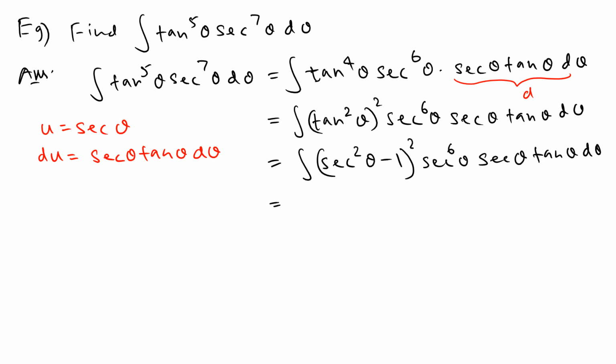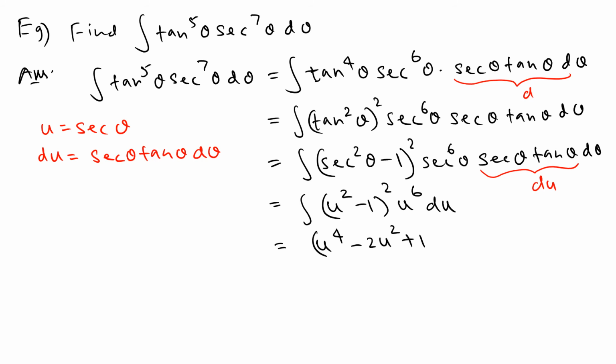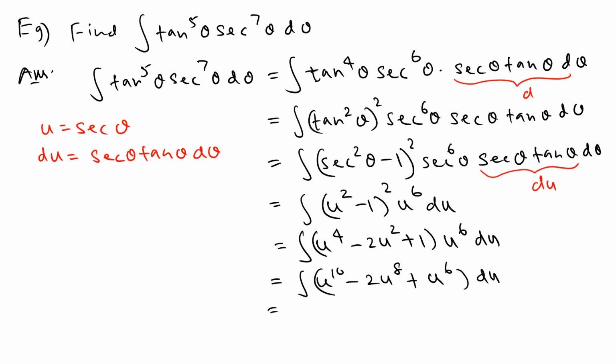Now we're gonna substitute. So if you substitute, this is gonna be u squared minus 1 squared, u to the 6th, and this is simply du. So du. Perfect. Now we can distribute this first. So this is u to the 4th, the square of the product, and then u to the 6th du. Distribute: u to the 10th minus 2 u to the 8th plus u to the 6th du. This is an easy integral. So 1 over 11 u to the 11 minus 2 over 9 u to the 9 plus 1 over 7 u to the 7 plus c.